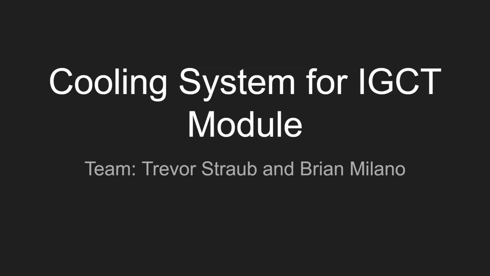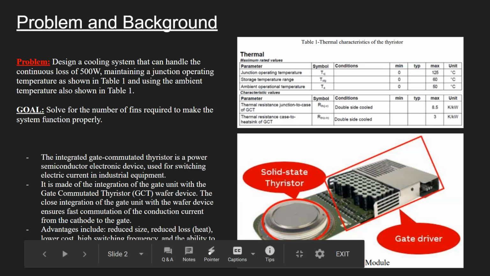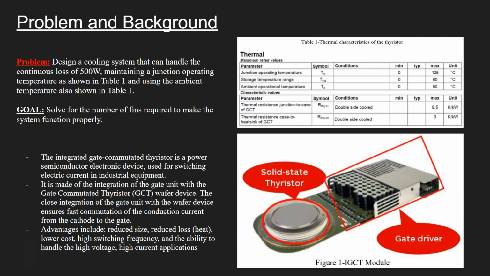Today, we'll be discussing our cooling system design for the IGCT module. For this project, we were tasked with designing a heatsink that could handle the continuous loss of 500 watts while maintaining an operating temperature of 125 degrees Celsius. In order to do this, we made it our goal to calculate the optimal size, type, and quantity of fins in a heatsink with our own custom parameters to ensure proper functionality while maximizing efficiency of materials and cost.